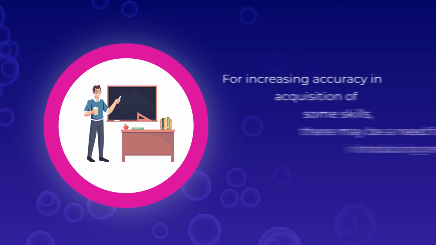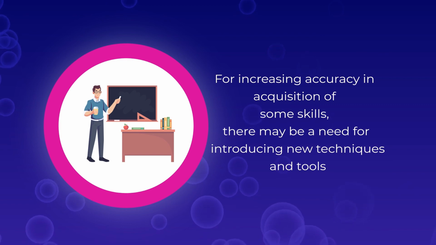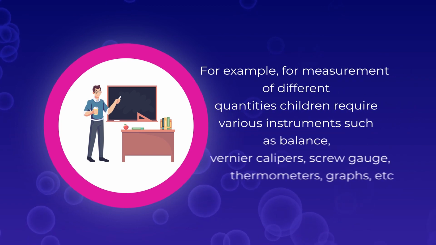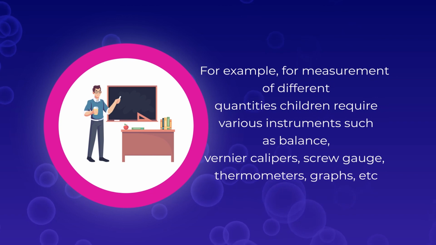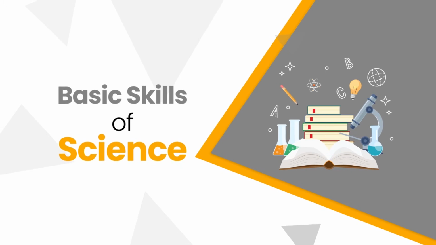For increasing accuracy in acquisition of some skills, there may be a need for introducing new techniques and tools. For example, for measurement of different quantities, children require various instruments such as balance, vernier calipers, screw gauge, thermometers, graphs, etc. To conclude, I hope that today's talk will help you in practicing these basic science process skills and enable you to help your students practice the same.